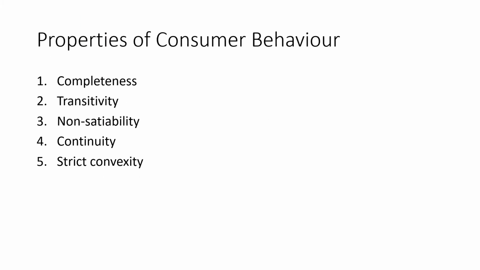There are basically 5 properties about the consumer behavior, about the consumer preferences, and they define a typical consumer. And with the help of these 5 properties, we are able to derive the indifference curves, and we can see how a higher indifference curve can result in higher utility. So for all those discussions, it is important to understand these basic properties.